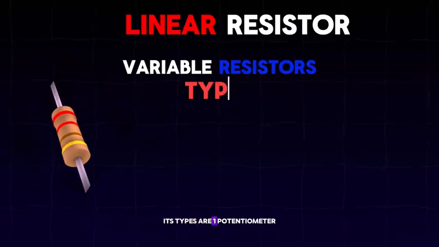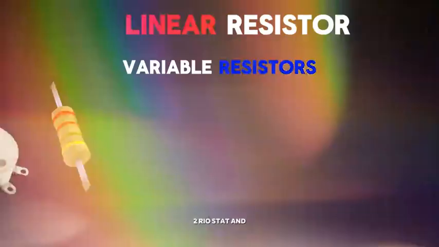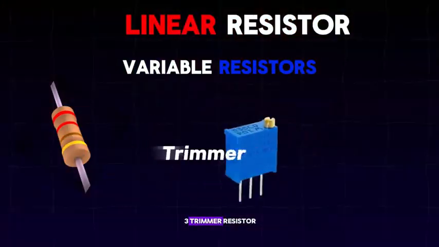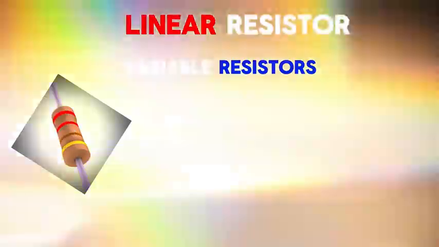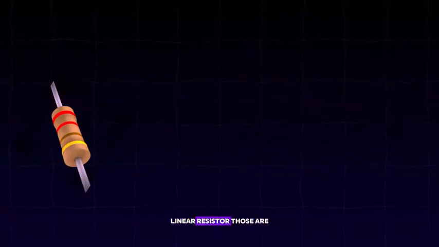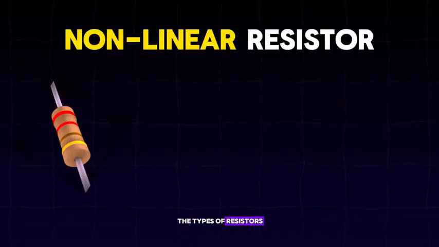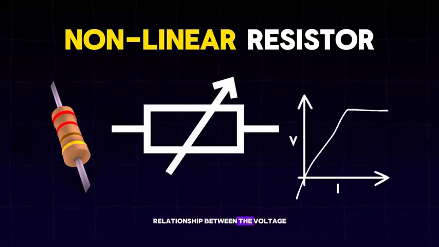Its types are 1. Potentiometer, 2. Rheostat, and 3. Trimmer resistor. So now at this point you understand what a linear resistor is and their types and what they are used for. The next thing we will talk about is the nonlinear resistor. Those are the types of resistors that do not have a constant relationship between the voltage and current. They change due to temperature and they do not follow Ohm's law.